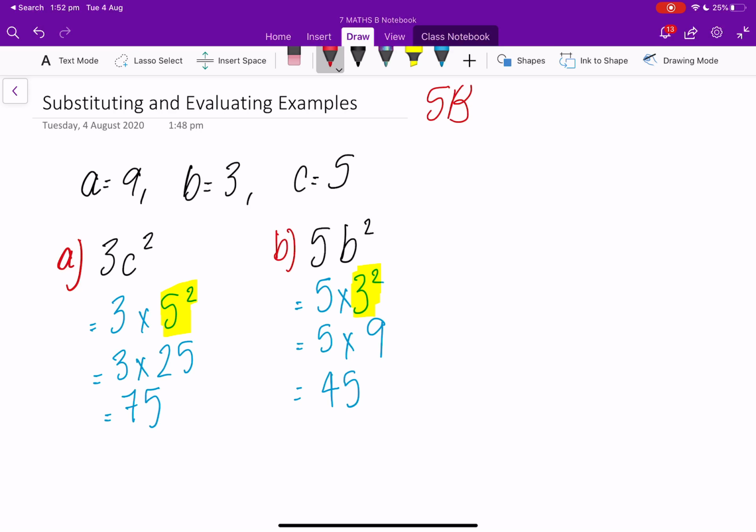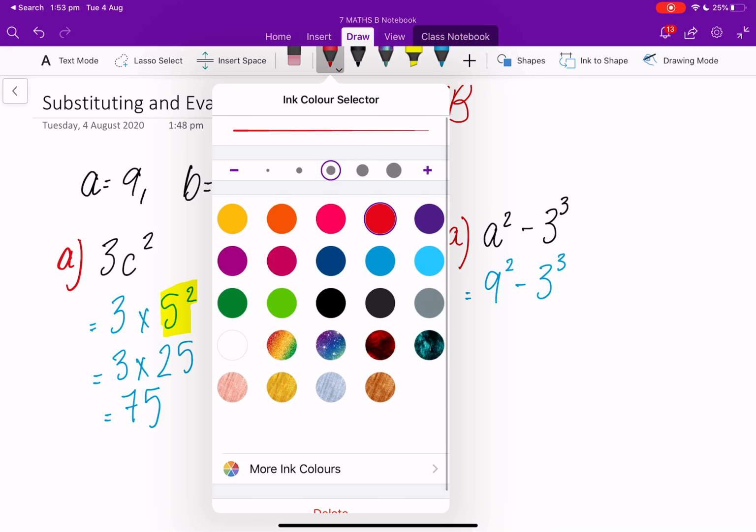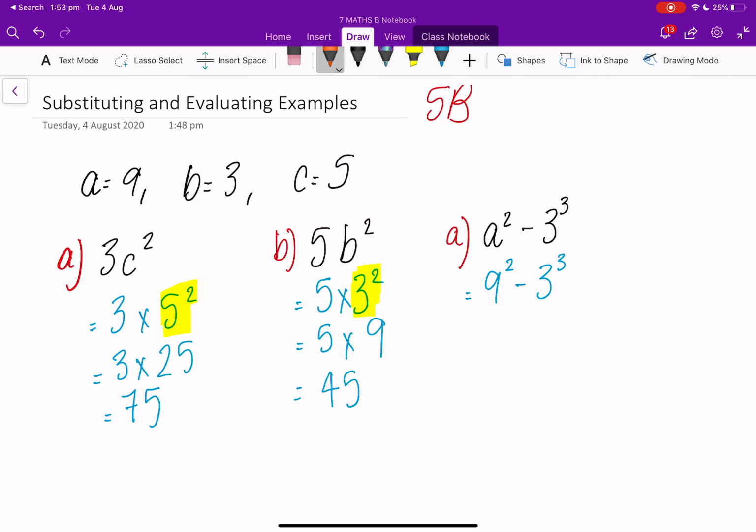The next question is A squared take away 3 cubed. Okay, so A squared, we know that A is 9. So I just write 9 squared take away 3 cubed. Now 3 cubed, this is another good thing for you to memorize, but I just want to show you what it means.